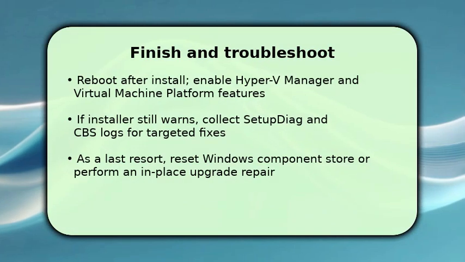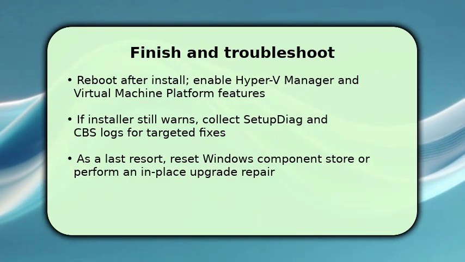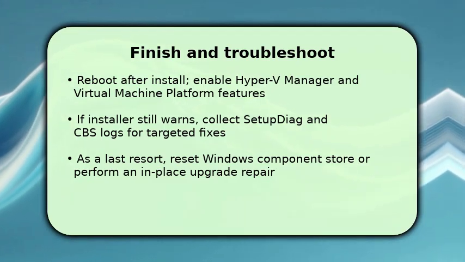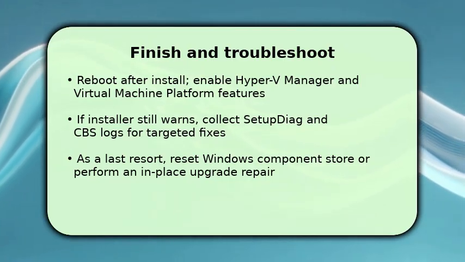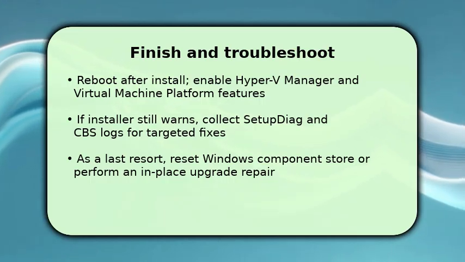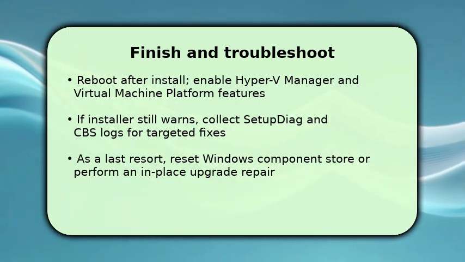You complete the final steps and apply one key troubleshooting tip if things go wrong. After a successful install, reboot and enable Hyper-V Manager and the Virtual Machine Platform optional feature, then create a test VM to confirm functionality. If the installer still shows warnings, collect setup diag output and CBS logs to identify the failing package and rerun DISM only on that component.